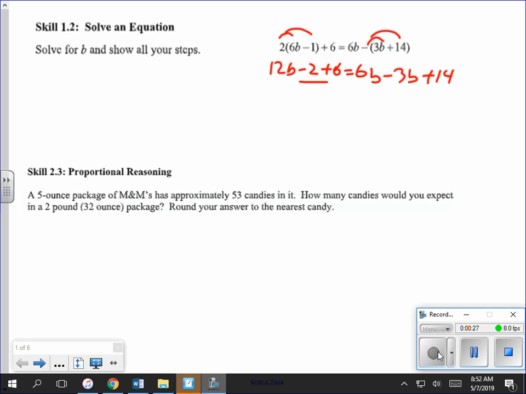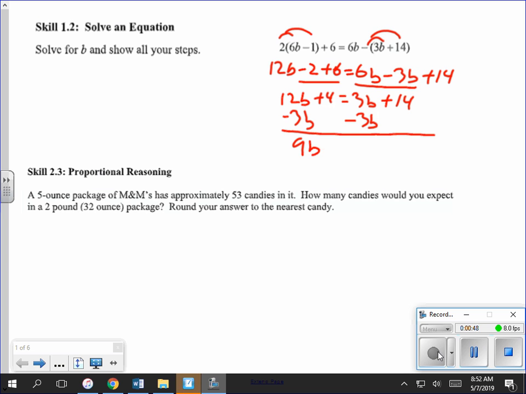I have a minus 2 and a plus 6. So that gives me 12B plus 4 equals. Here I have a 6B minus 3B. That gives me 3B plus 14. Get my B's all on one side, subtract 3B from both sides. And I get 9B plus 4 equals 14.